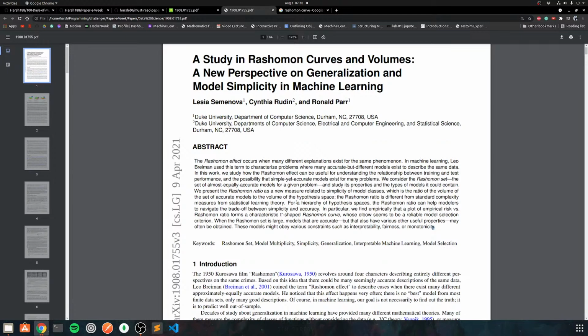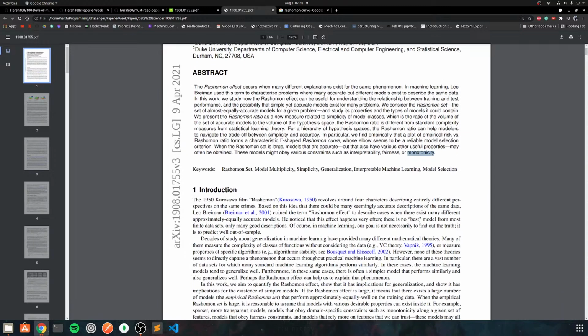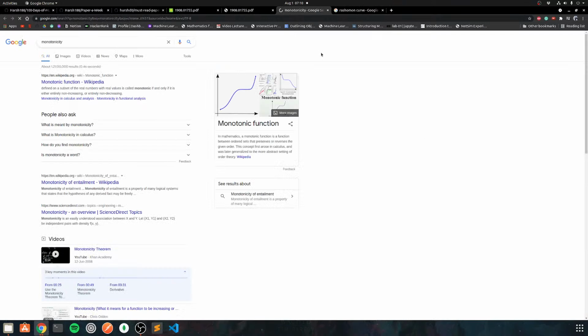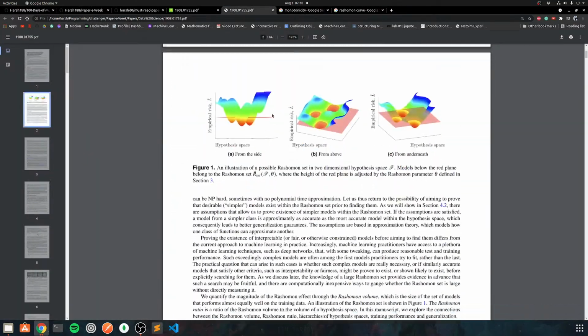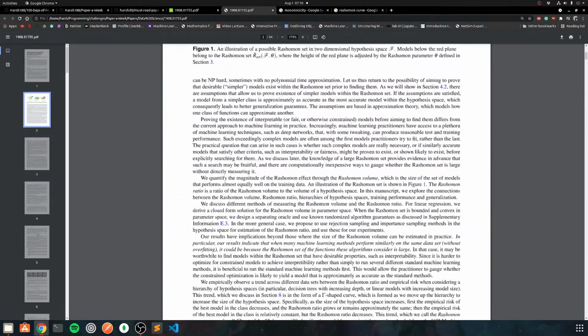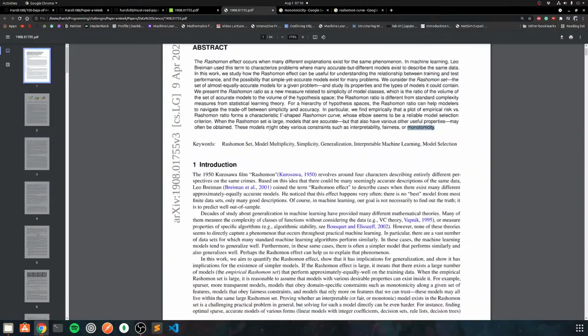So not just accuracy, I guess, but also other properties such as interpretability, fairness, and, I have no idea what this is, monotonicity, I guess. I don't know. Guess we'll find out. Okay, I'll go ahead and read the introduction and come back and summarize it.